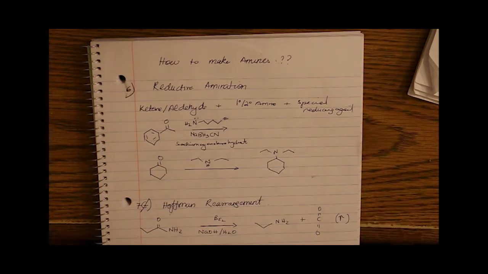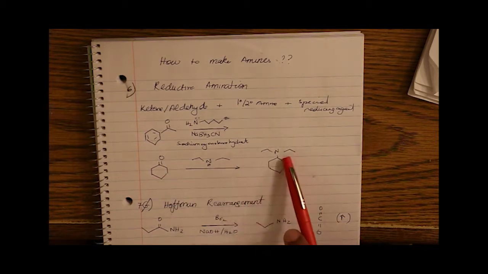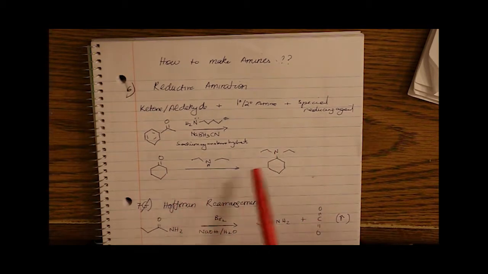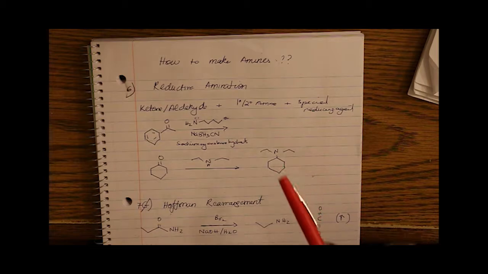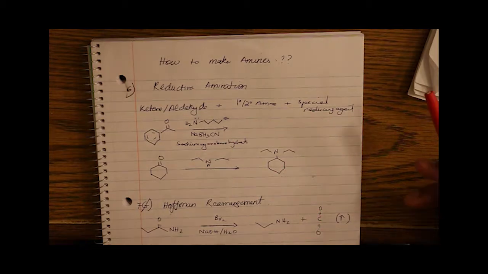Continuing with how to make amines, reductive amination. You start off with a ketone or aldehyde, and you end up with a primary or secondary amine. In this case, you have a ketone and you have a secondary amine. So ketones go to secondary amines, and aldehydes go to primary amines.